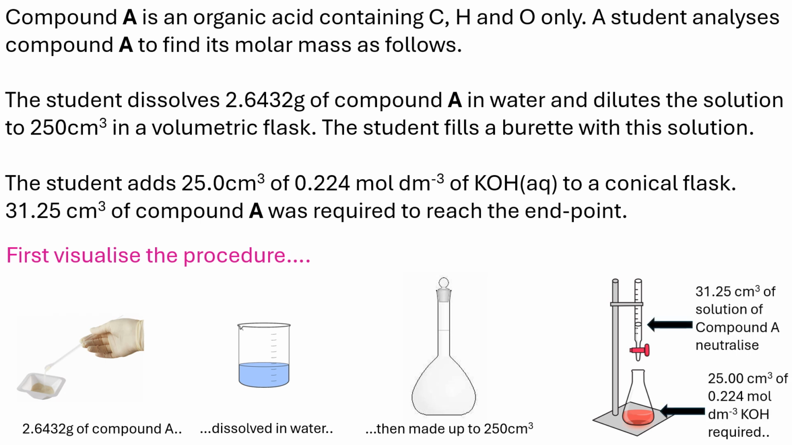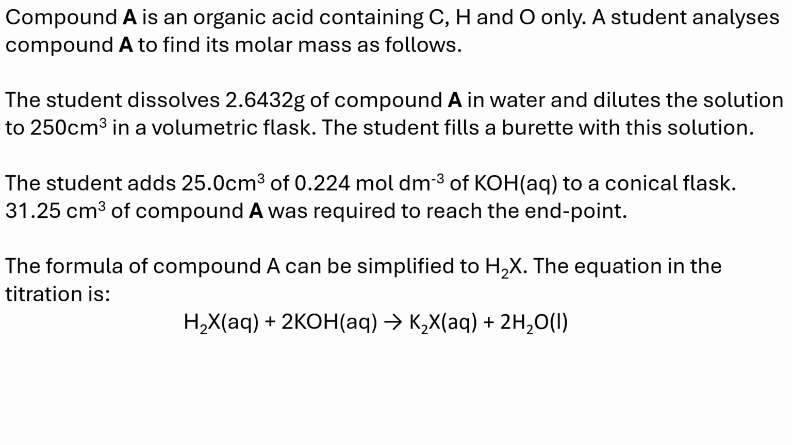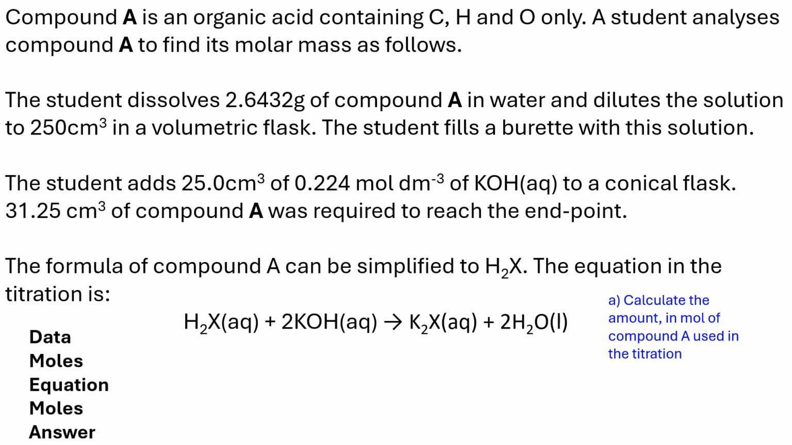So now we've had to think about what's actually going on, we can proceed to the calculation itself. Now the remainder of the question says the formula of compound A can be simplified to H2X, and the equation of the titration is as follows, and you can see it on the screen. The first thing they want you to do is calculate the amount in moles of compound A used in the titration. So I use the data, moles equation, moles answer method.